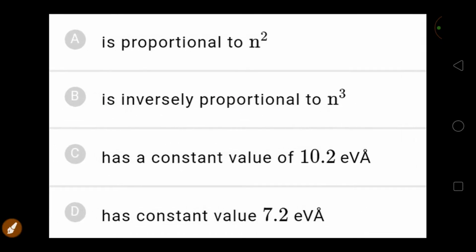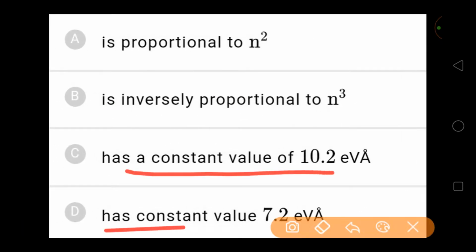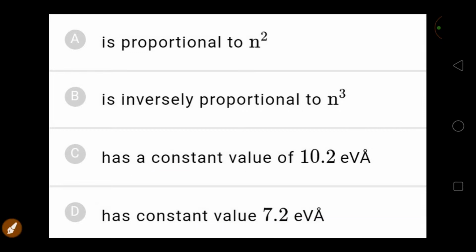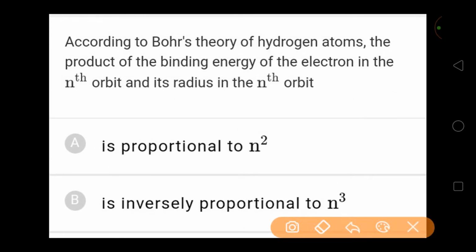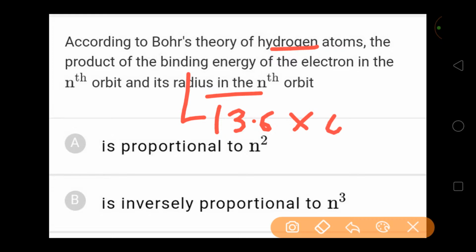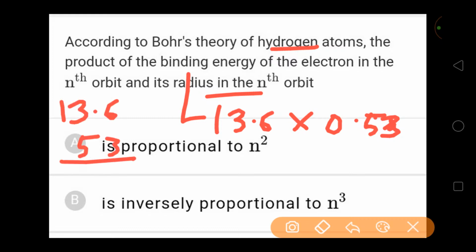But the options are constant value of 10.2 or 7.2. So binding energy for hydrogen like atom is 13.6 and radius is 0.53. So 13.6 into 0.53, 53.